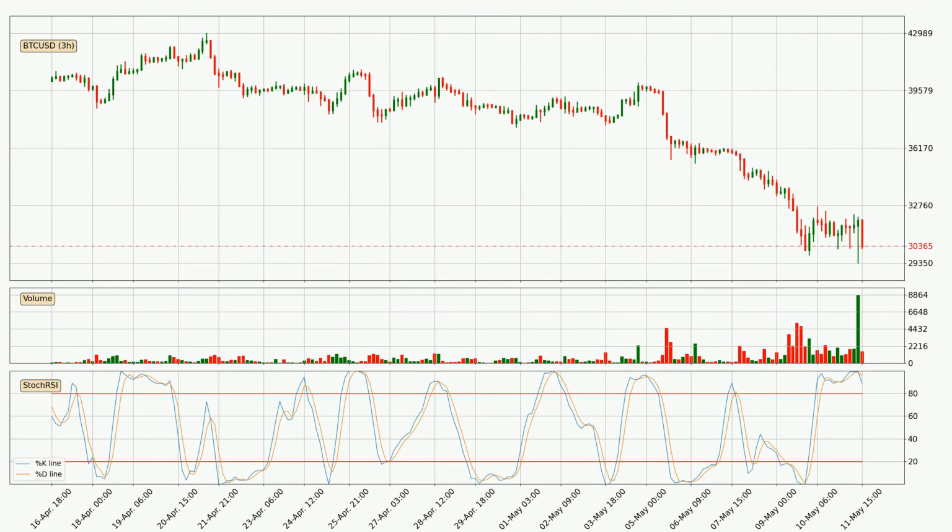Moving to the 3-hourly stochastic RSI, both the %K and %D lines are in the higher region, which means that the price is getting overbought and soon a trend change or at least some kind of consolidation could be expected. The K line is below the D line, which shows that the trend has shifted to the downside.